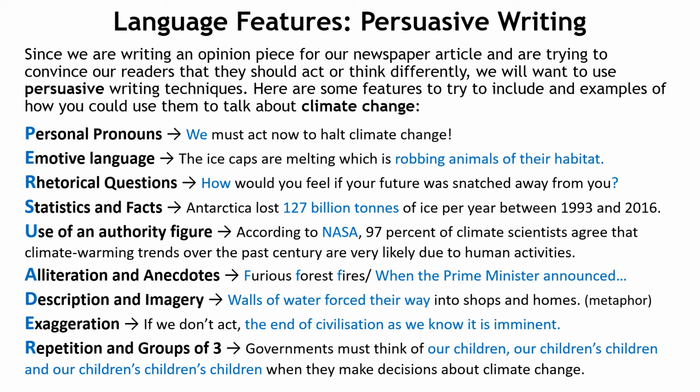If you look at the first letters of these words, they spell out persuader. We call this a mnemonic, and we can use it to help us remember the features of persuasive writing. So it was P for personal pronouns, E for emotive language, R for rhetorical questions, S for statistics and facts, U for use of an authority figure, A for alliteration and anecdotes, D for description and imagery, E for exaggeration, and R for repetition and groups of 3.